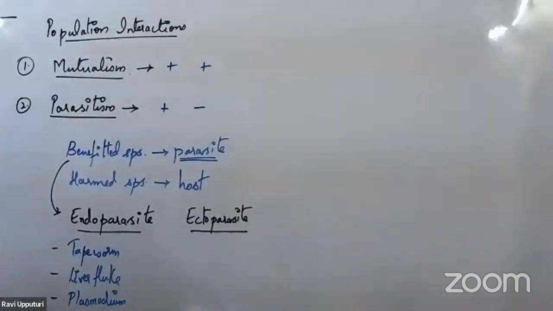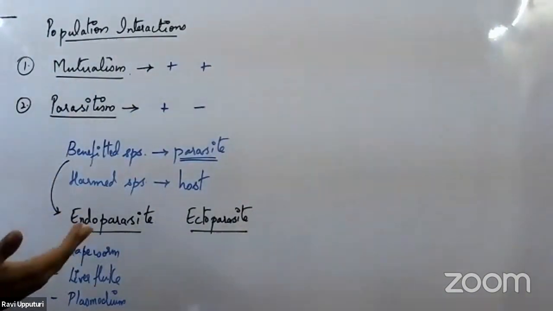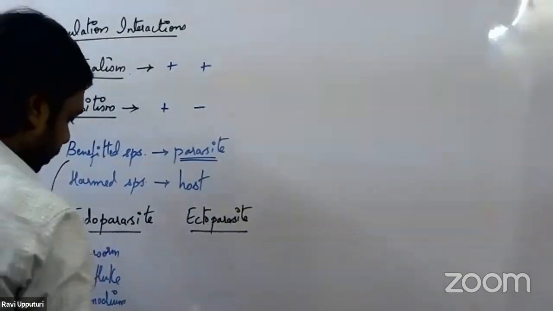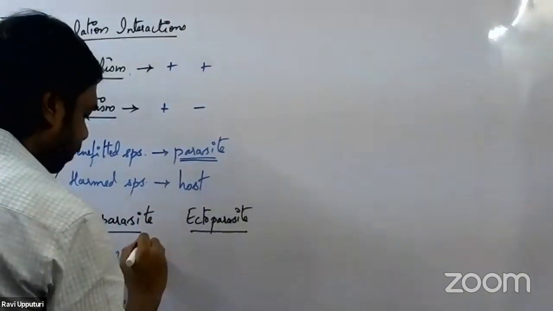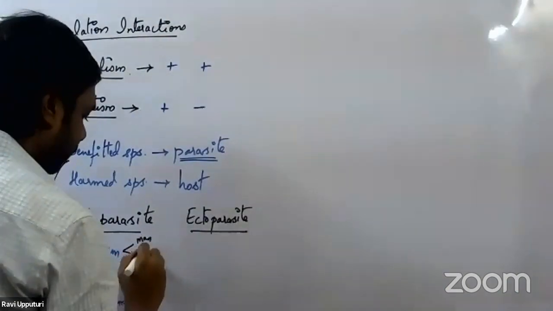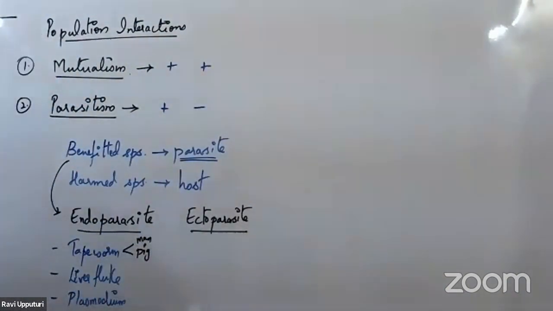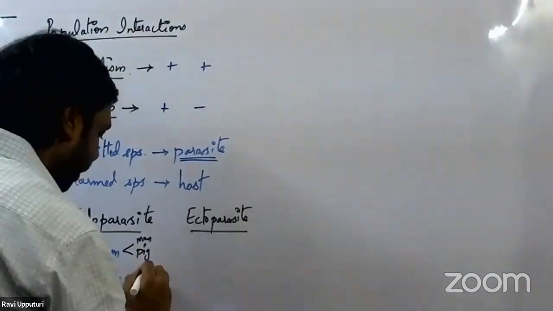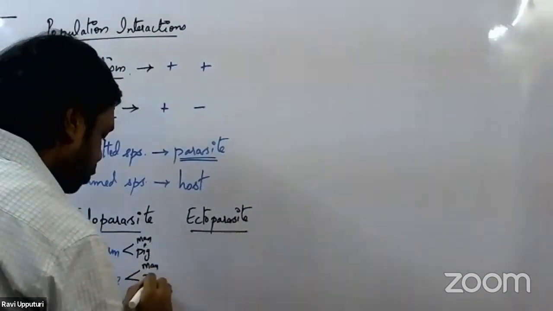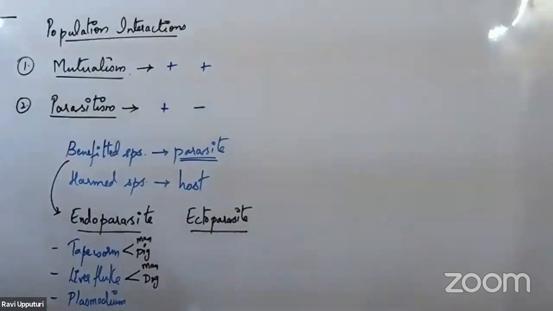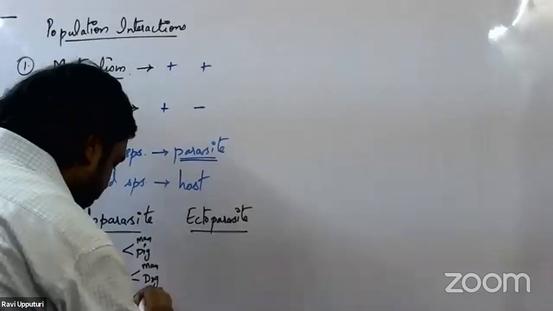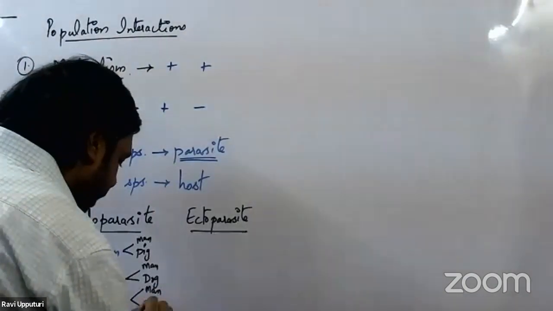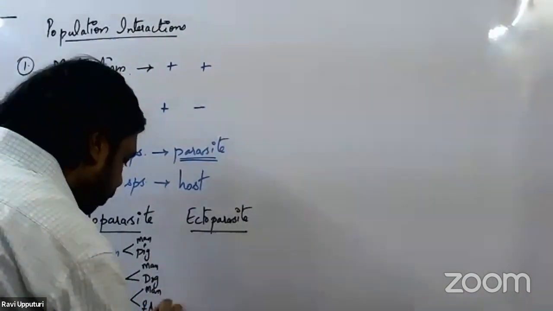Now, some of these organisms have more than one host also. In the case of tapeworm, it has two hosts, right? One is man and the other one is pig. Similarly, liver fluke also has two hosts. One is man and the other one is dog. Malaria parasite also has two hosts, right? What are the two hosts? One is man and the other one is the female Anopheles mosquito.